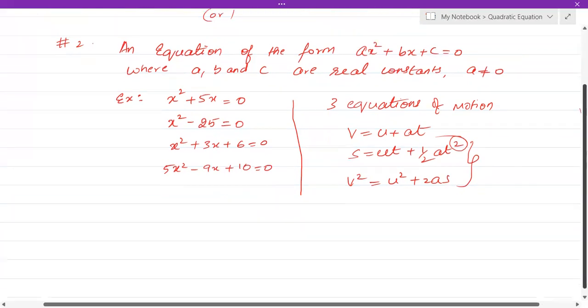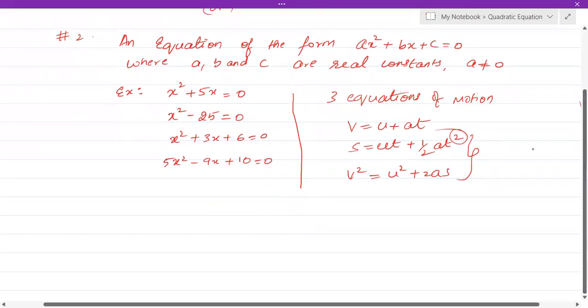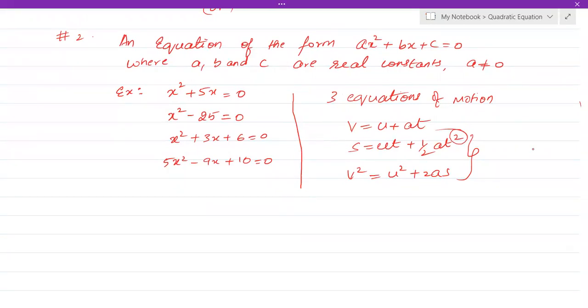So using quadratic equations, one beautiful application is you can find the time taken by an object traveling in a straight line, or the acceleration, or the final velocity, or initial velocity. You can find the velocity of an object, or time taken by an object, or the displacement of an object traveling in a straight line. This is one such.